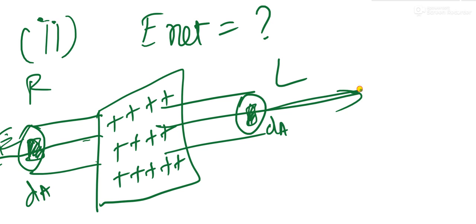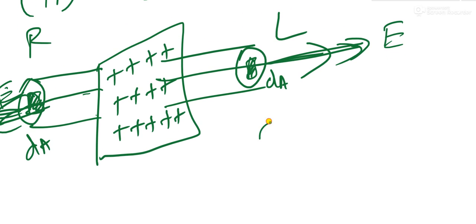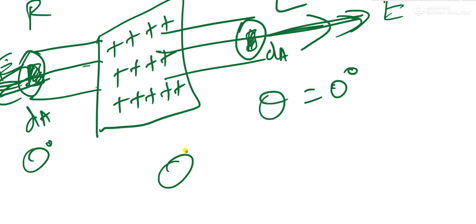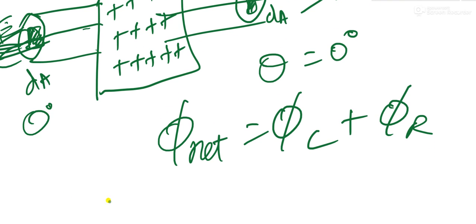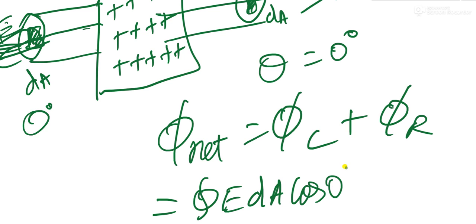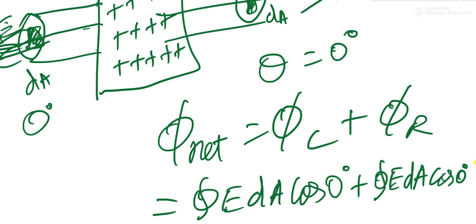In this case also the electric field and area vector will be in the same direction. On the right side also the electric field and area will be in the same direction. Both sides have the same direction for electric field and area. The angle will be 0 degrees here and also 0 degrees here. Now what is the net electric flux? Net electric flux is equal to flux on the left side plus flux on the right side. Now what is the flux on the left side? It's going to be the closed integral of E dA cos theta, cos 0 degrees, plus the closed integral of E dA cos 0 degrees. Cos 0 degrees is 1.